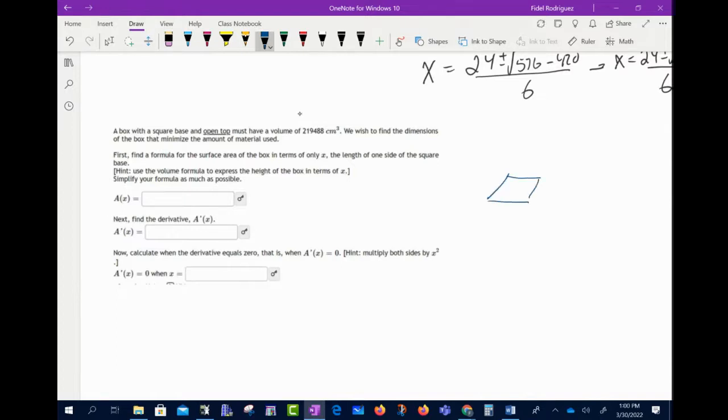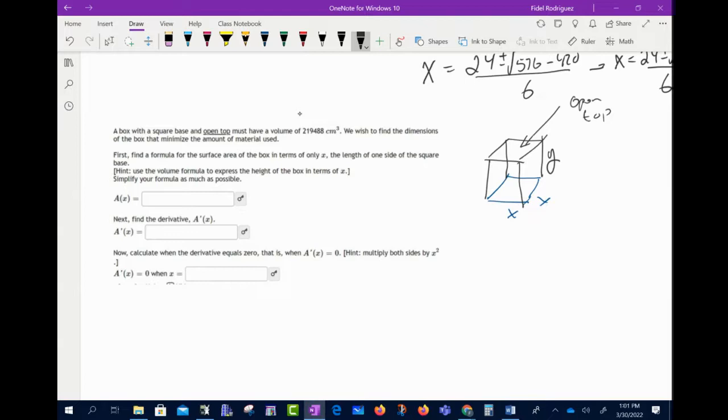So the base is going to look something roughly like that, right? There's the base. The height of the box, I have no idea how high it's going to be, but it's going to look something roughly like that. And remember, the top is open, right? So it's an open top. Let's call that height y, okay?